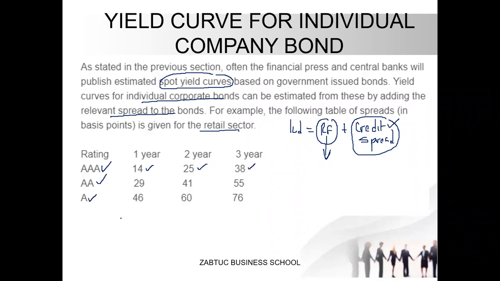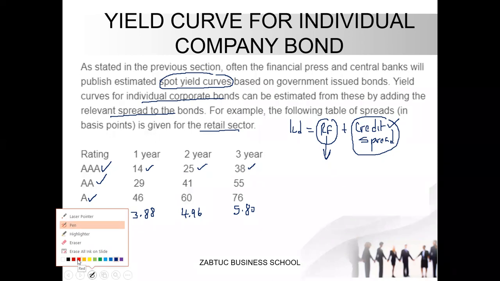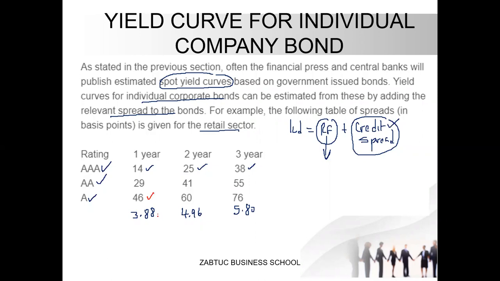So for instance, our spot yield, year 1 was 3.88. Year 2 was 4.96. And this one was 5.80. The meaning is, if your company is a single A, you add this one and that one to find what investors will ask.